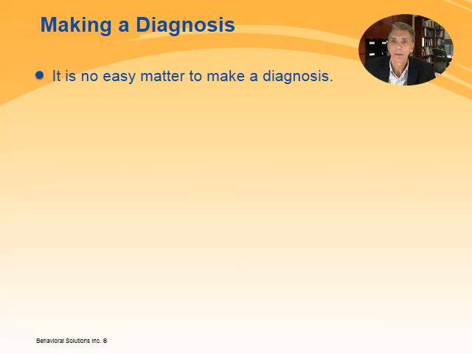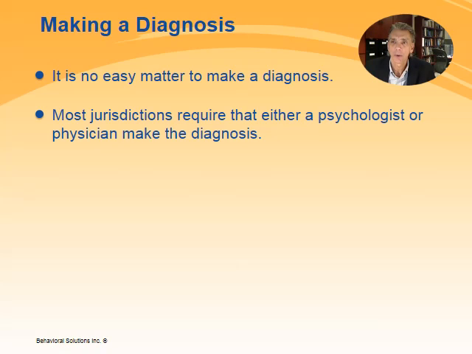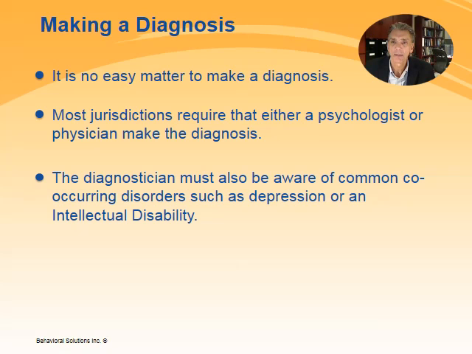This is why it's typical for many jurisdictions to require that either a psychologist or physician make the diagnosis. Working in the area of autism also means it is possible that the diagnostician may need to make two or more diagnoses, such as autism and depression, or autism and intellectual disability. This not only makes the diagnostic process more complicated, but obviously requires that the psychologist or physician also have expertise in a wider range of likely co-occurring conditions.